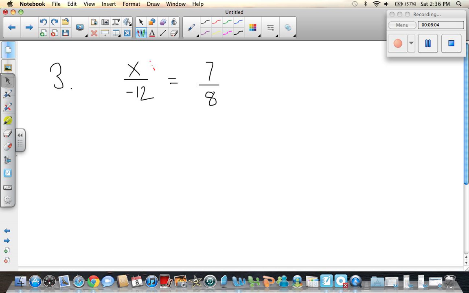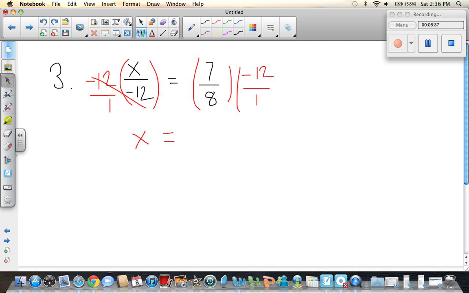And now number 3, this is really simple. All we have to get rid of is this -12 that's keeping the x from being alone. Or you could think of it as -1/12. The inverse of -1/12 is -12/1. And those cancel and we're left with just 1x. On the right side, we're going to also multiply this by a -12, and we're going to write it in the form of a fraction since we're multiplying it by 7/8, which is a fraction.